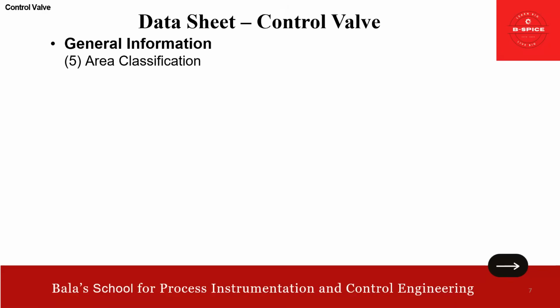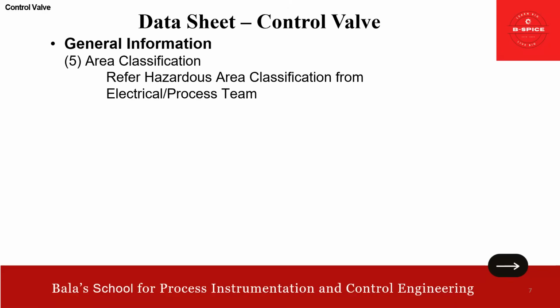Few more is hazardous area classification. This is very, very, very important information which we need to put inside the data sheet. You have to refer to this from the electrical team or process team. In some companies electrical takes care of this, in some companies the process team. So this is basically the input document for the instrumentation team.